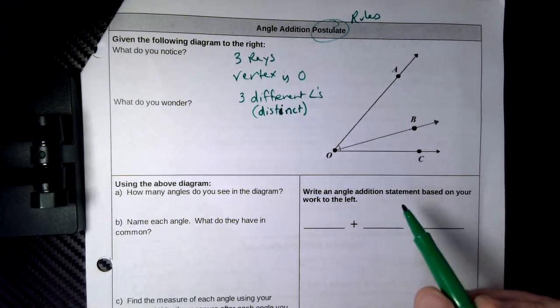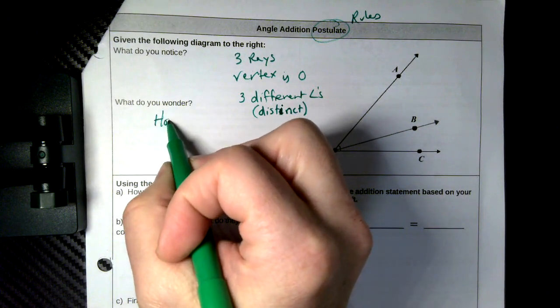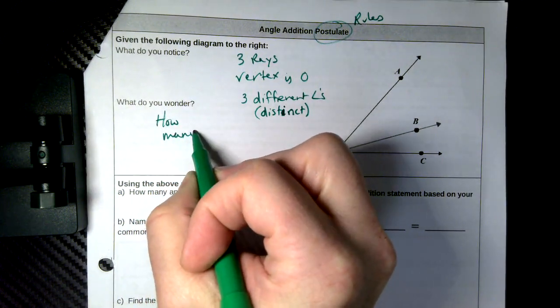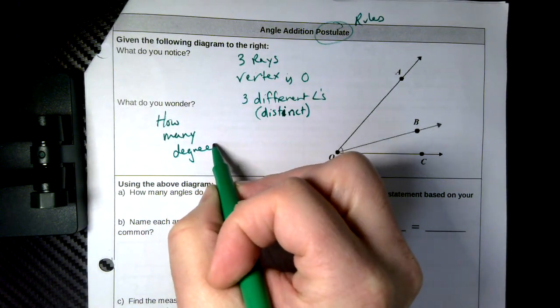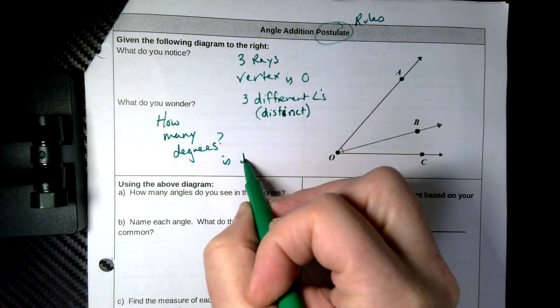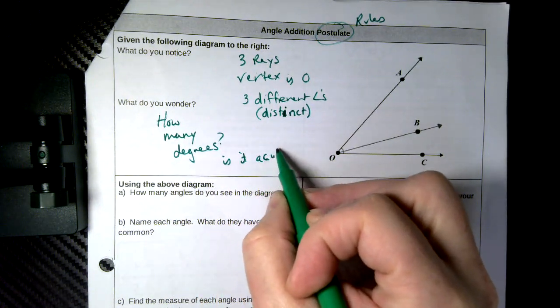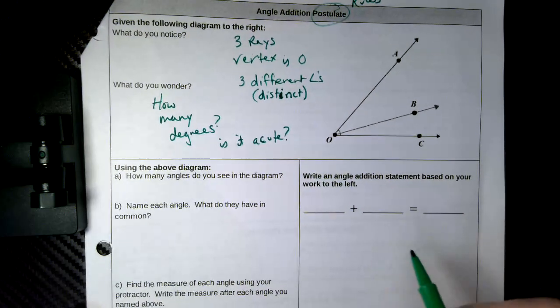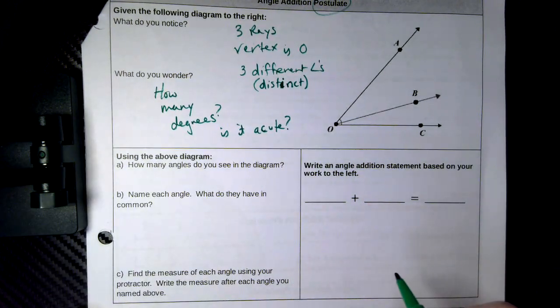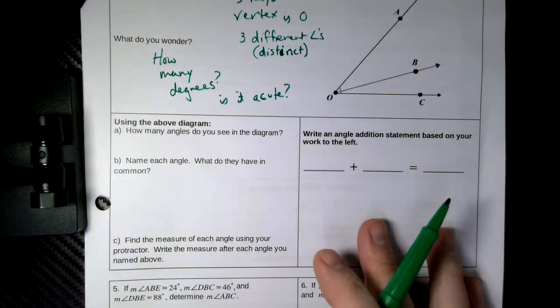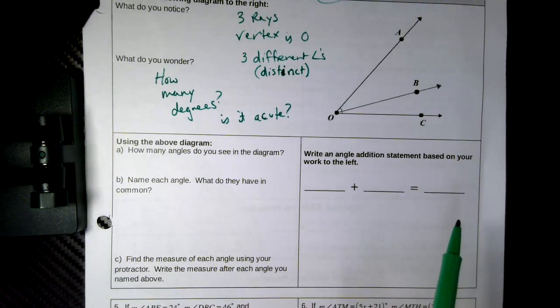All right, and what do you wonder about that? How many degrees are they? How many degrees? Is it acute? Some kids threw out the words acute and obtuse the other day. Maybe you know what that means. I haven't officially learned what acute is. So that's the kind of stuff I think you guys would come up with on your own.